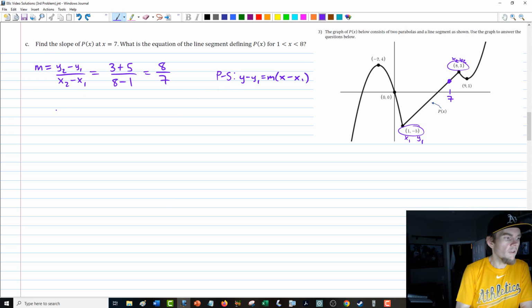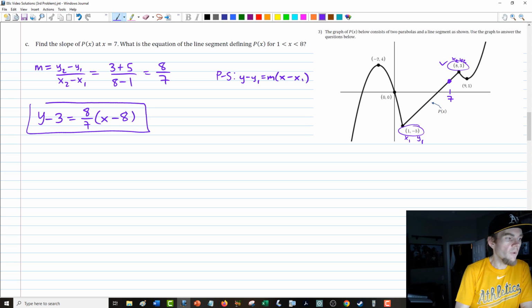So in here, I want to plug in everything. So I'm going to choose a point. I'm just going to choose, I think this one looks cooler. So we're going to have y minus 3 equals our slope 8/7 times x minus 8. And this is the equation. They wanted the equation, we have it.